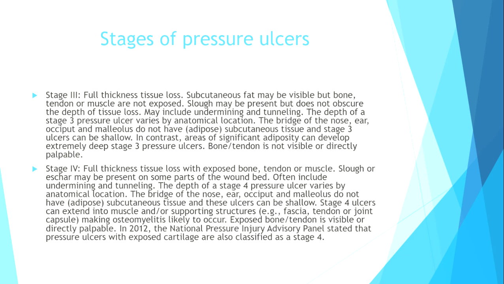Stage 3. Full thickness tissue loss. Subcutaneous fat may be visible, but bone, tendon and muscle are not exposed. Slough may be present but does not obscure the depth of tissue loss. May include undermining and tunneling. The depth of stage 3 pressure ulcers varies by anatomical location.